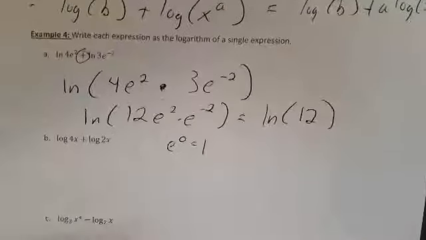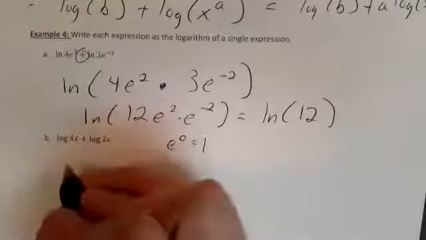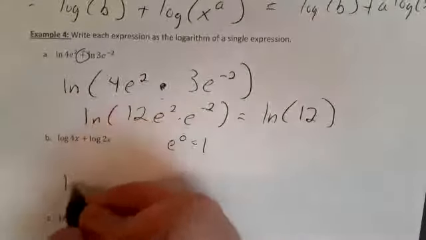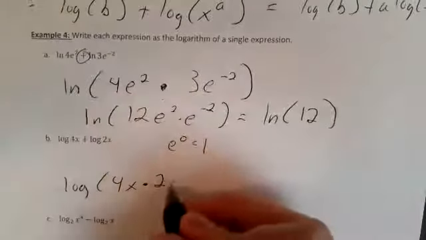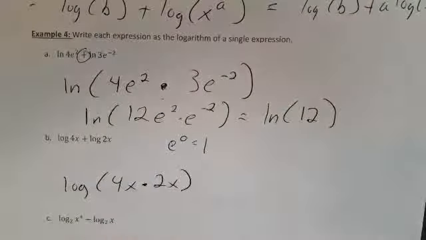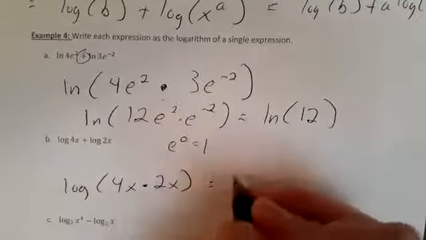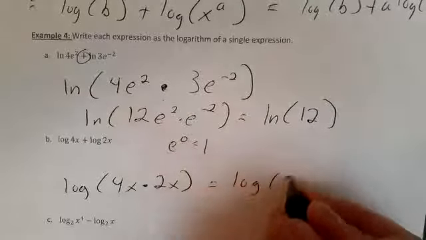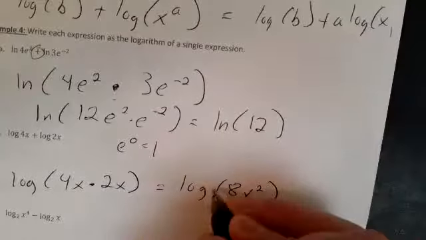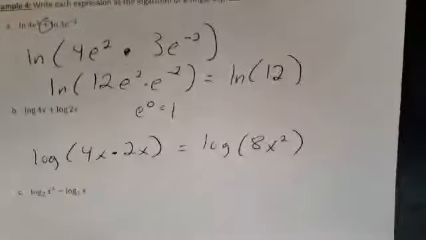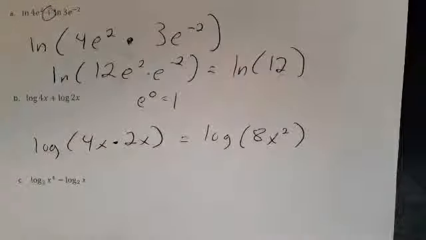So, example 4, log 4x plus log of 2x. Same thing, if this is addition on the outside, I want to go to multiplication on the inside. And so I have log of 4x times 2x. And so 4 times 2 is going to give me 8, and then the x times x will give me x squared. And we're looking at this, we want to combine it to one log. We got one log.